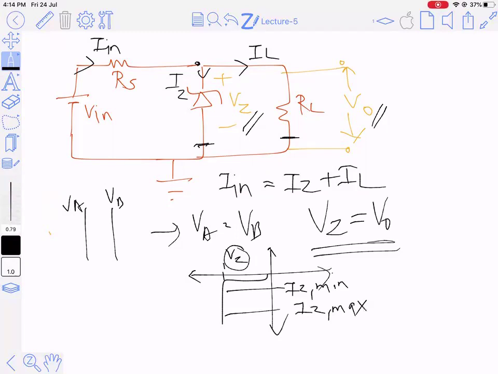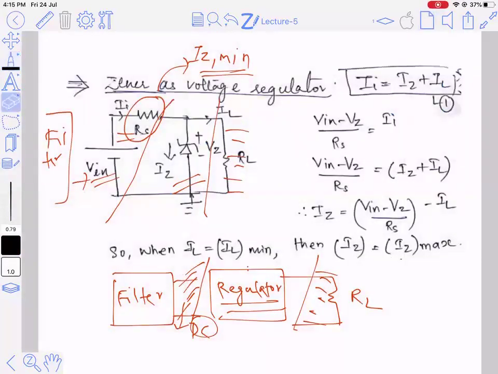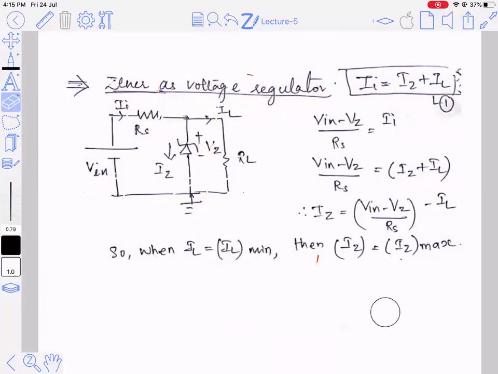So when I say voltage across the Zener is almost remaining constant, that means the output voltage is remaining constant. That means I'm getting the regulator output voltage remaining constant. Is this clear? So a few formulas that you need to know over here are just a simple application of KVL and KCL. If you look at this particular slide, you'll understand this.